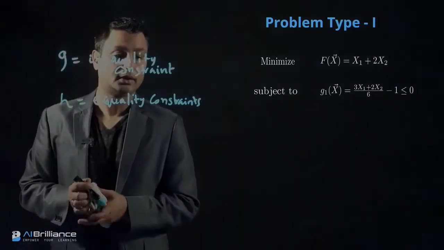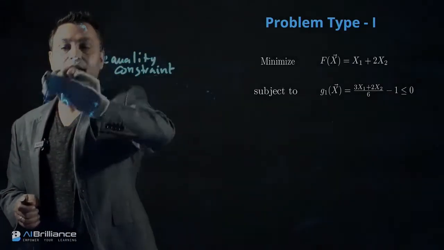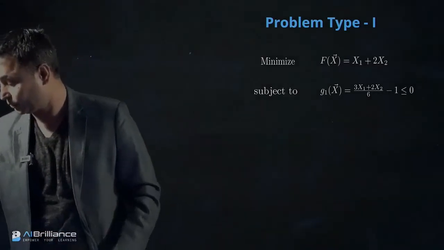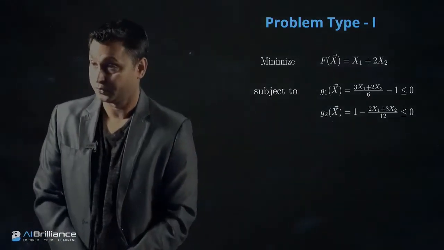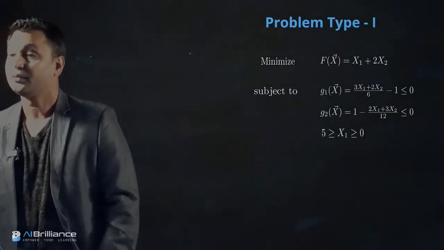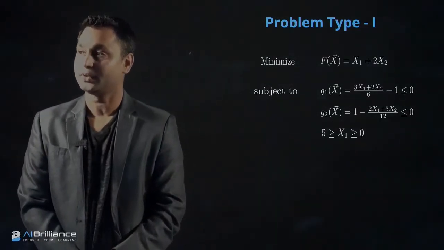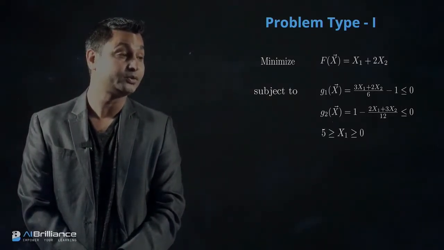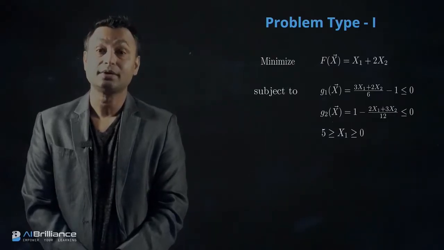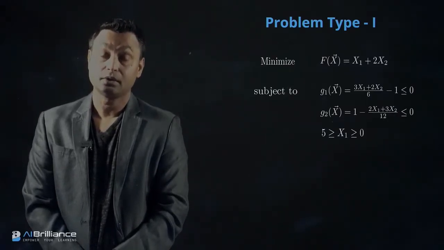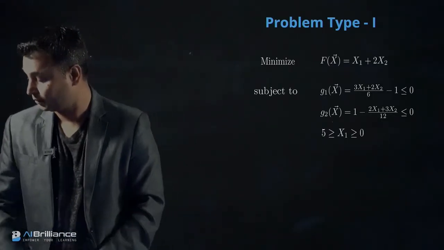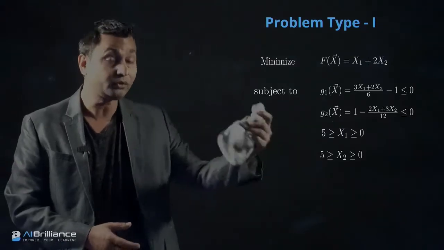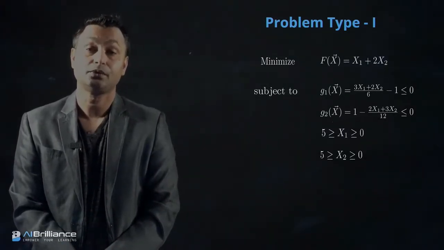So that's one inequality constraint, but as we have seen, we can have multiple equality and inequality constraints in a given optimization problem. So here is the second one with respect to this problem. And then we also have the bounds on the x1 and x2 variables. So x1 has to be greater than or equal to 0, but it also has to be restricted and it has to be less than or equal to 5 2. So that's one bound. Similarly, there is also a bound on the x2 variable, so that has to be between 0 and 5 2.